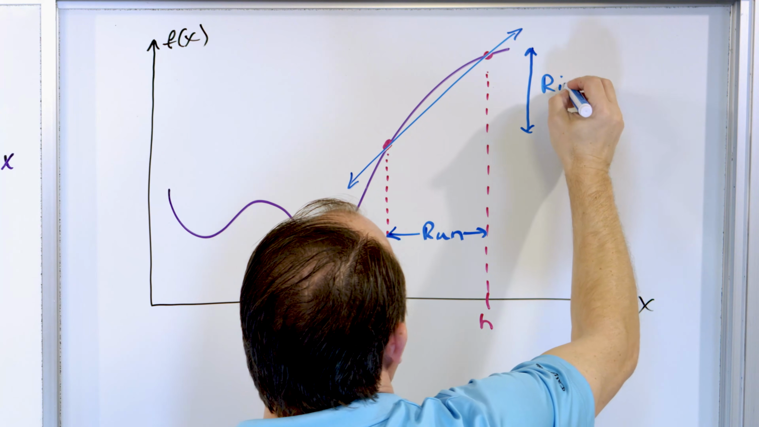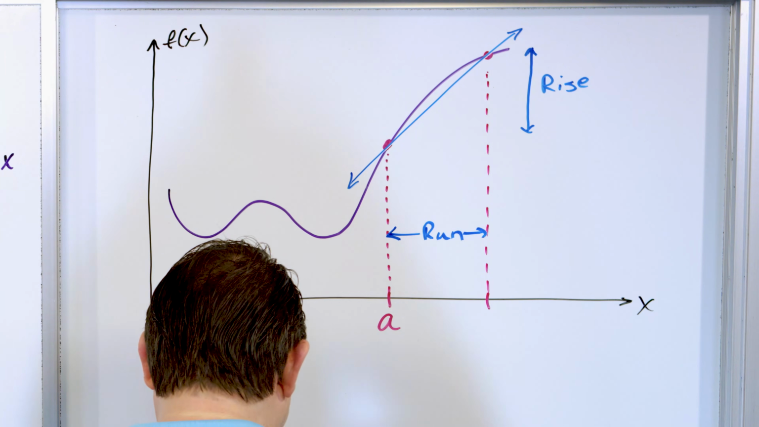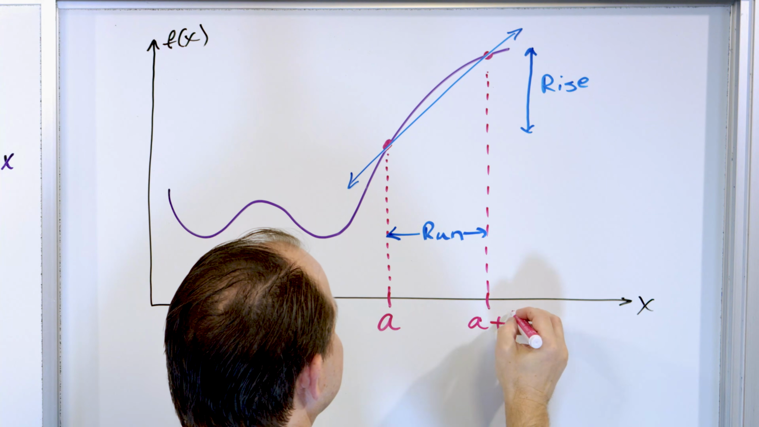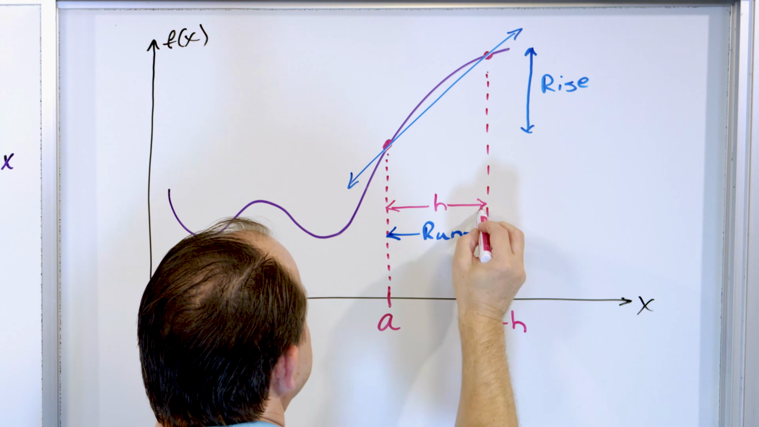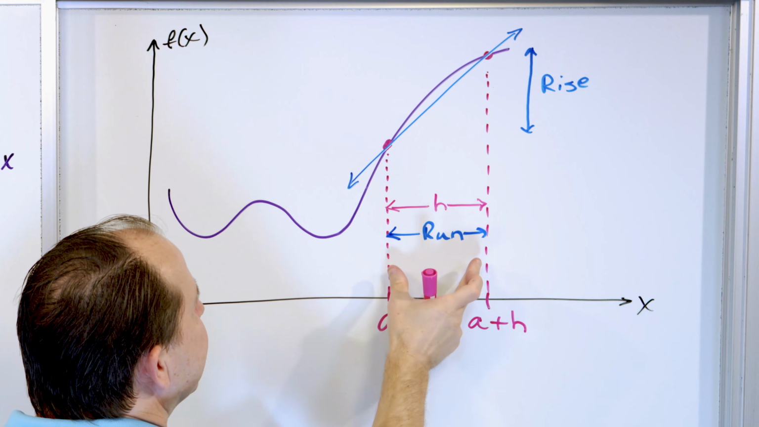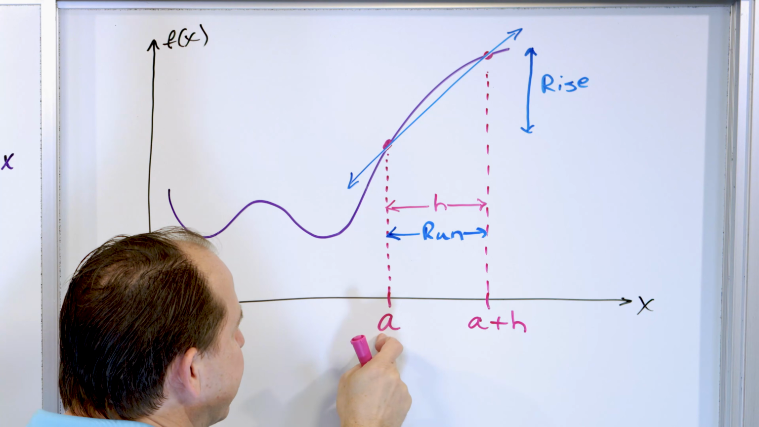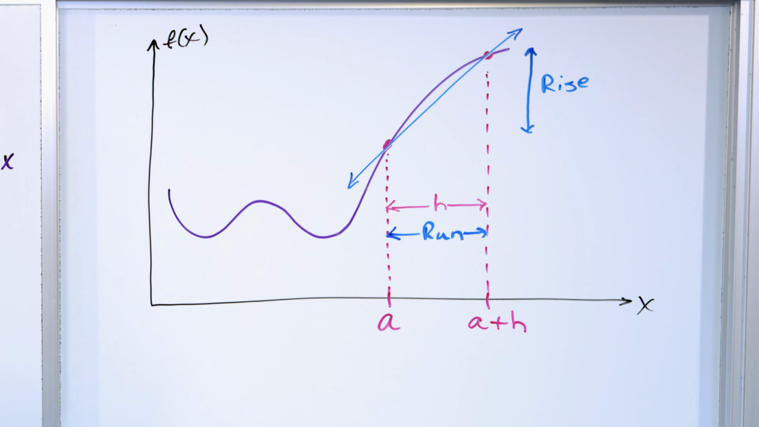So I'm going to call this the rise direction. So we're going to find rise over run just like we did before. To continue, I'm going to relabel this. Instead of calling it h, I'm going to call it a plus h. This direction here is h units long. If a is 4 and the width here is 5, then 4 plus 5 is 9, and a plus h is just down here. You start at a and you go h units over, and that's the second point on the graph right here.